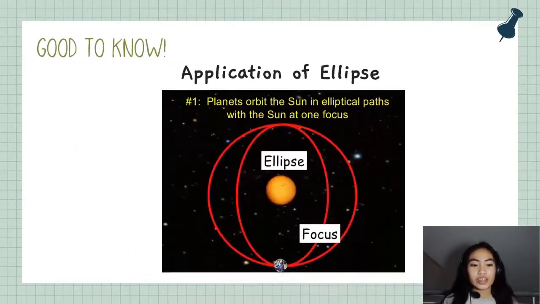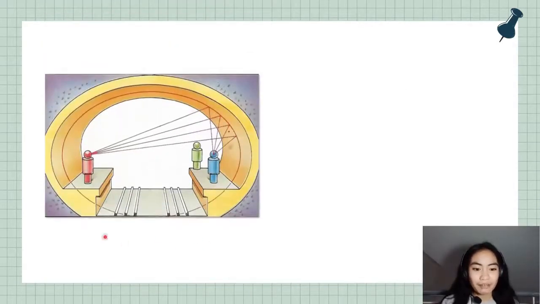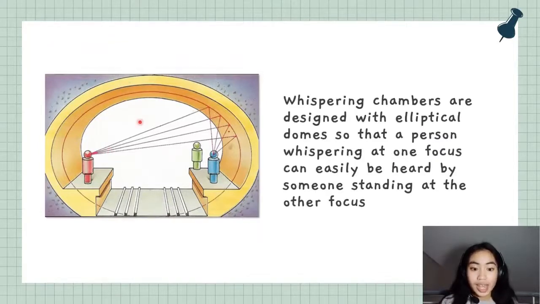Here are some applications of ellipse. Planets orbit the sun in elliptical paths with the sun at one focus. And then we have here a whispering chamber, which is designed with elliptical domes so that a person whispering at one focus can easily be heard by someone standing at the other focus. So that's amazing.